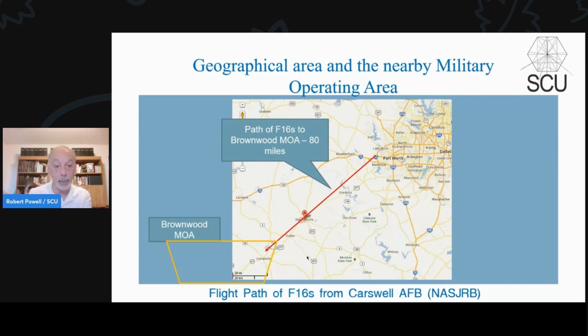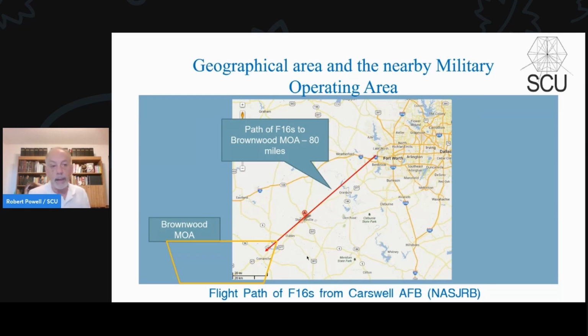Again, you see the Dallas-Fort Worth area in the upper right. The red line that you see is the path that F-16s take from their military base to a military operating area, which is simply an area where they practice military flights. You can see in the lower left, the military operating area. It's known as Brownwood MOA. And that's approximately a 70 to 90 mile flight from their air base to that area. And you can see that it flies right over the city of Stephenville.